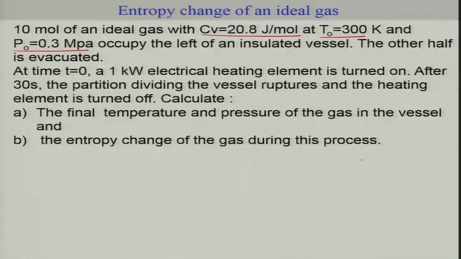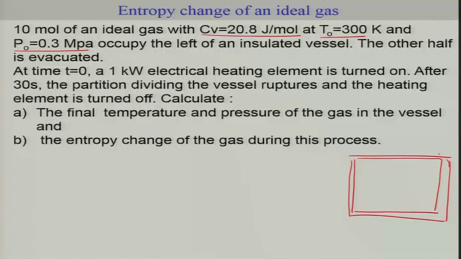Okay, so you can consider something like this, that you have an insulated vessel, and this is separated by a partition, and now this contains the ideal gas at 300 Kelvin and 0.3 megapascal. So, this is your partition.